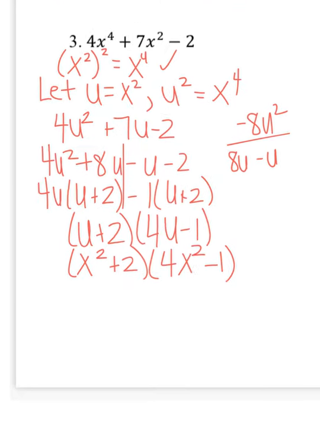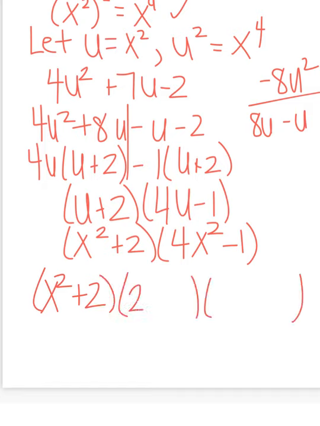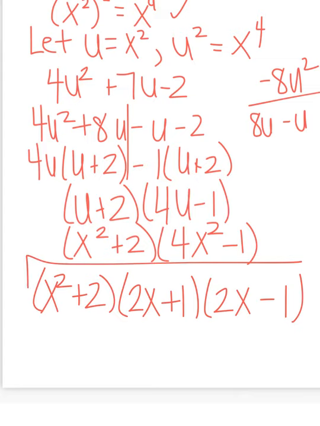However, 4x squared minus 1 you can keep factoring, right? That's the difference of two squares. 4x squared is a perfect square, 1 is a perfect square, and you have subtraction in the middle. So this x squared plus 2 you leave alone. And now you have two binomials. The square root of 4x squared is 2x. The square root of 1 is 1. You get 1 plus, 1 minus. That's your final answer.